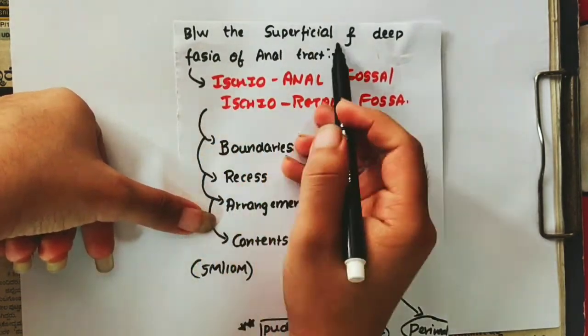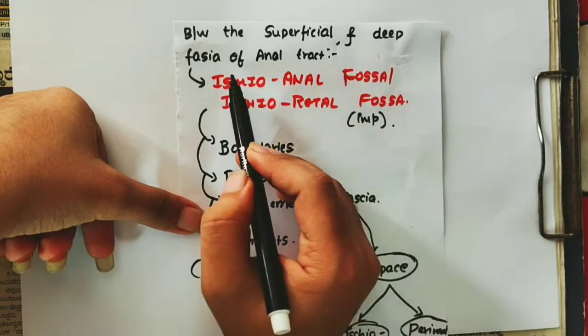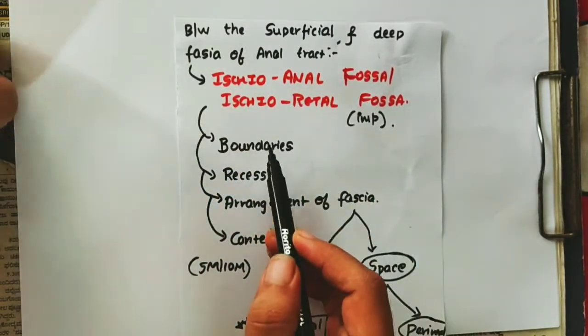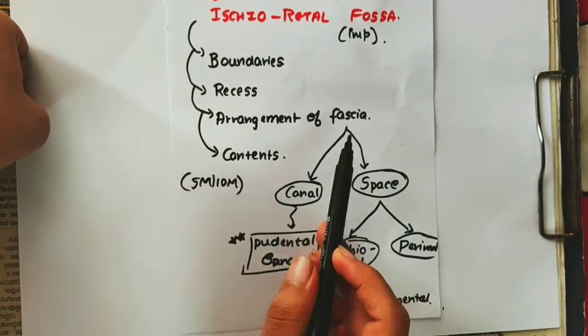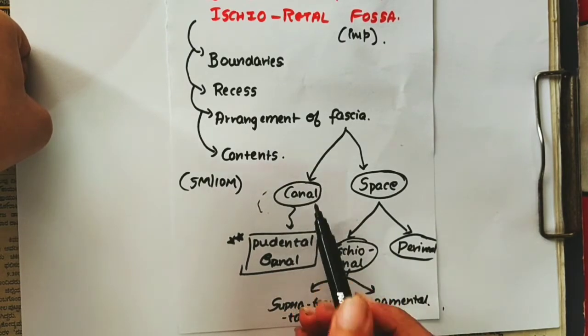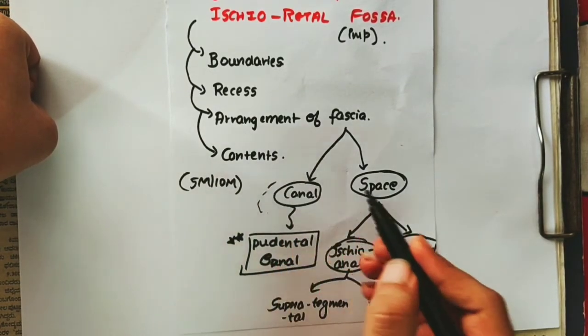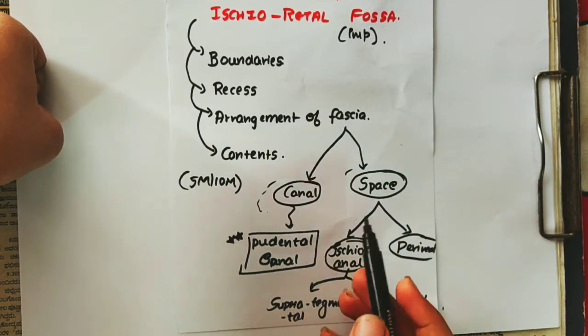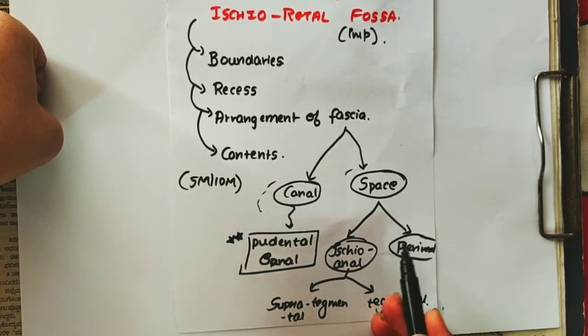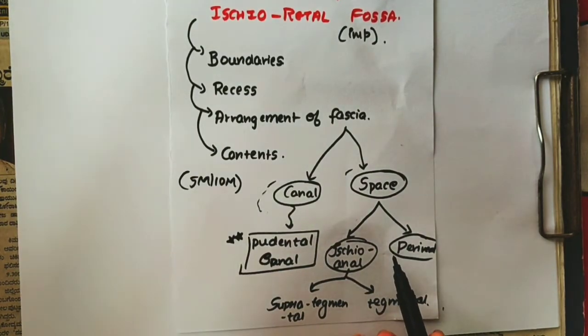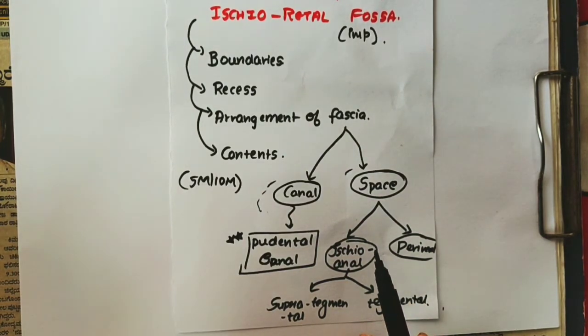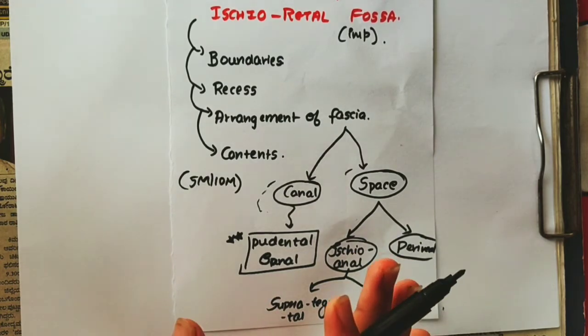So between the superficial and deep fascia of the anal tract, there is a space called the ischioanal fossa or ischiorectal fossa. We'll be studying about the boundaries, recesses, arrangement of fascia and contents in the next video. In the arrangement of fascia, it is classified into a canal, which is the pudendal canal, and space, which is ischioanal space as well as the perineal space. Further, the ischioanal space is classified into two types, that is suprategmental space as well as the tegmental space. In the next video, we'll be studying deeply about the perineal body. Very important question, usually asked for 3 marks. It is a short essay question, 5 or 3 marks.